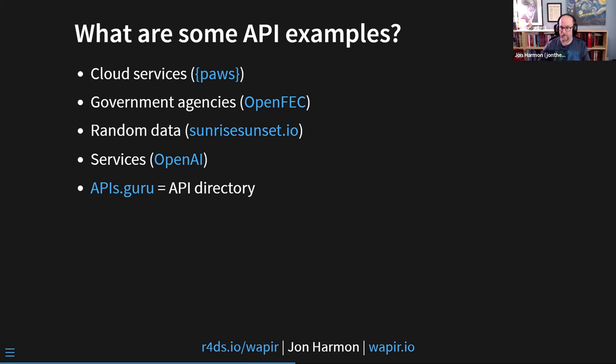APIs.guru is the URL, the website, to reach the website. And as of Monday, when I updated this part of these notes, it had about 2,500 APIs in the directory.